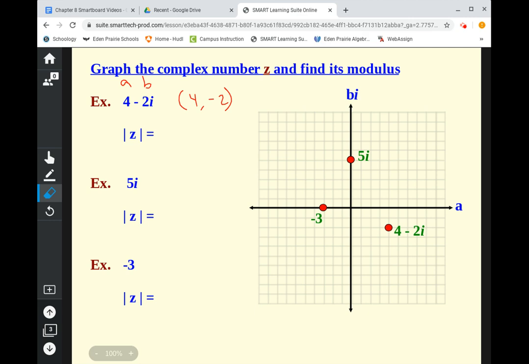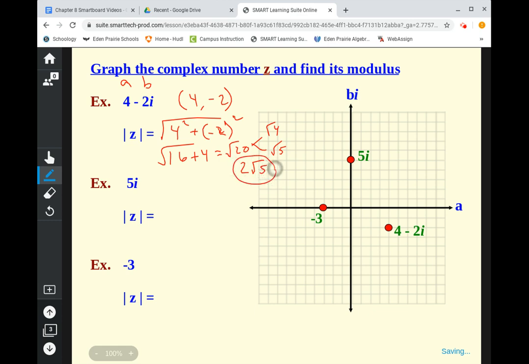The modulus, remember that's the distance or the radius, would be, using the Pythagorean theorem, the square root of 4 squared plus -2 squared, which is the square root of 16 plus 4, which equals the square root of 20. Simplify that to be the square root of 4 times the square root of 5, which is 2 root 5. So it's said that the modulus of 4 minus 2i is 2 root 5.